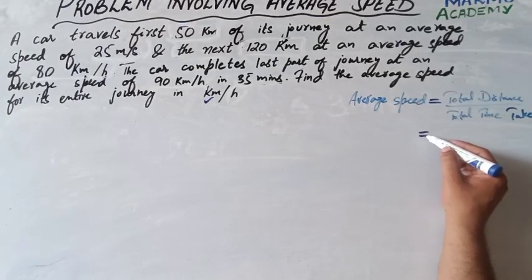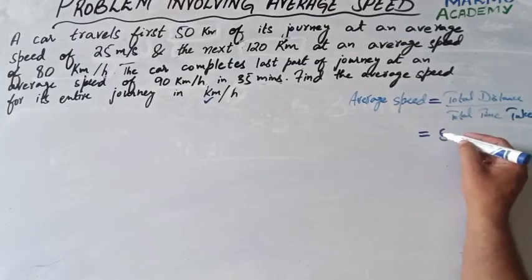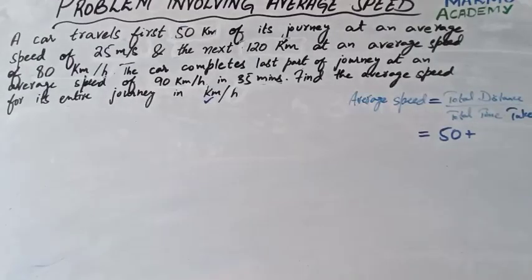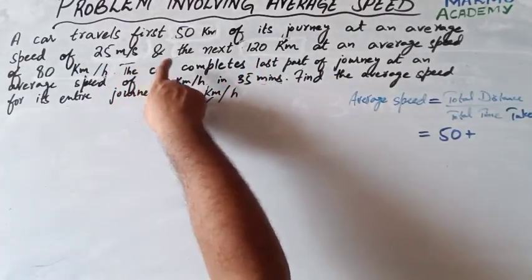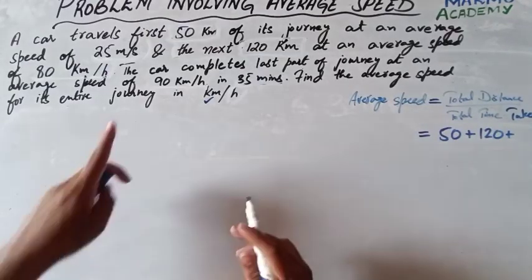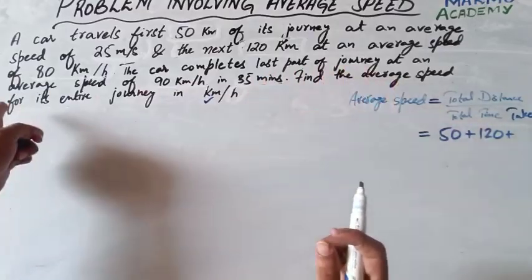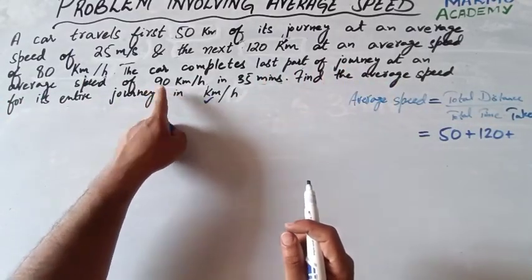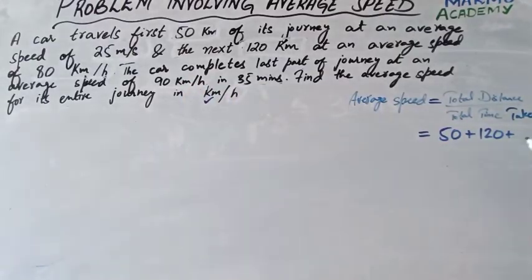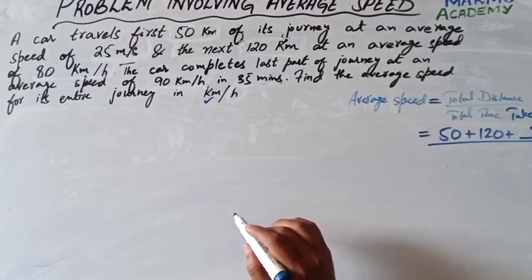So for the three parts of the journey, we need to put the distances in the numerator, and then the second part of the journey, the next 120 kilometers. For the second part distance is also given, but for the third part, the car completes the last part of the journey at an average speed. Speed is given in kilometers per hour and time is given as 35 minutes, but the distance for the third part is not given. So we need to find the distance for the third part.